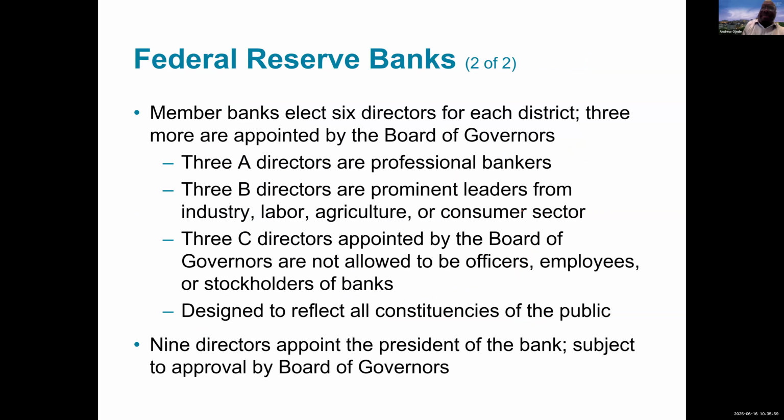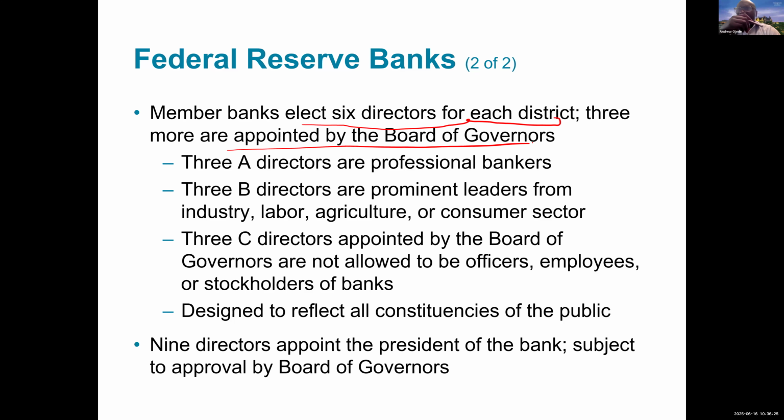Okay, so the member banks elect 6 directors of each district. 3 more are appointed by the Board of Governors. So there are 9 directors in each of the branches of the Fed. Like the Dallas Fed has got 9 directors. I'm going to talk about what those directors are, where they come from. And among the 9 directors, we appoint the president. So each district branch, like the Dallas Fed, has got a president of the what?